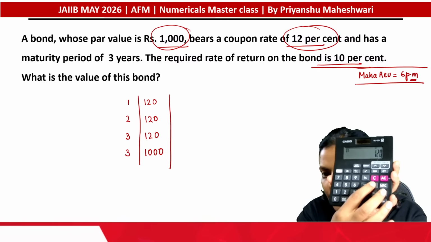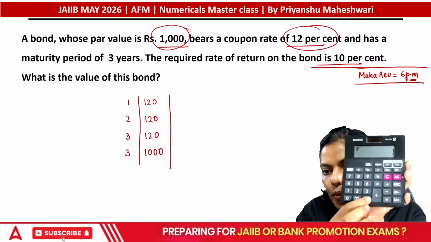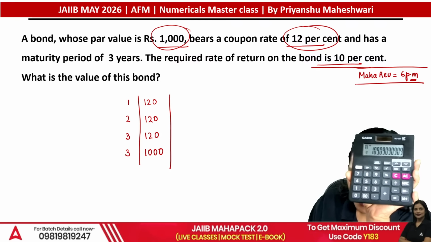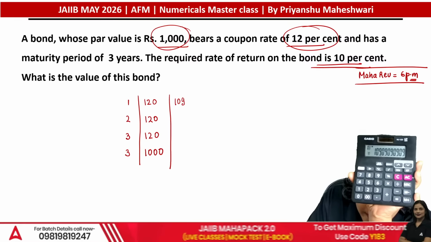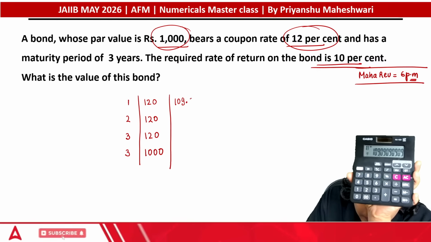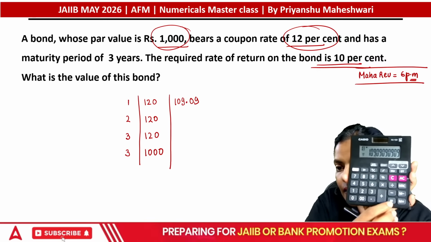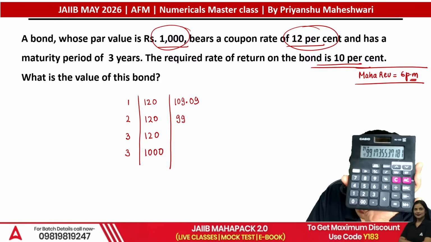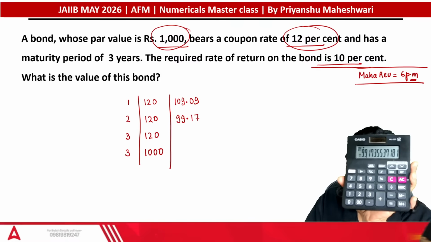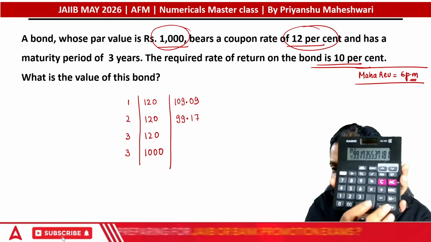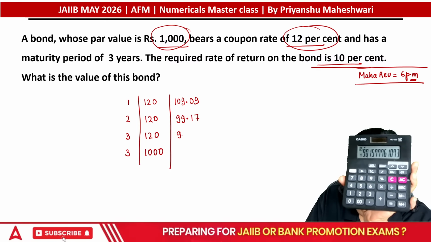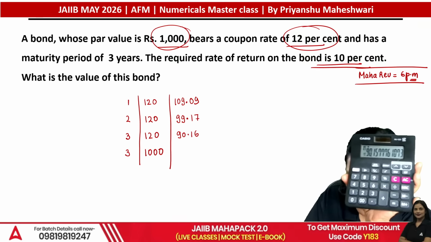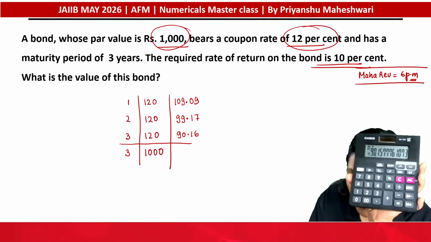120 divided by 1.10 equals to M plus. I am writing the value, you need not write in your exams. Then, another equals to M plus. If you're not able to understand M plus, don't do M plus. Just write the value. Just press equals to and write the value 90.16. Okay. Now, here the value was common.